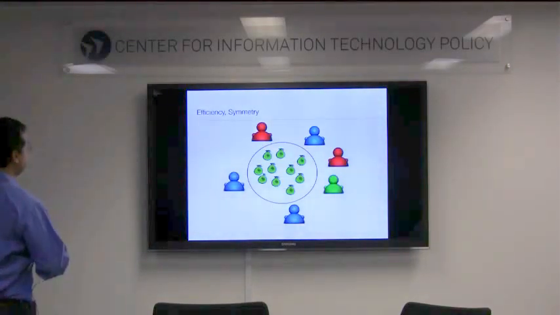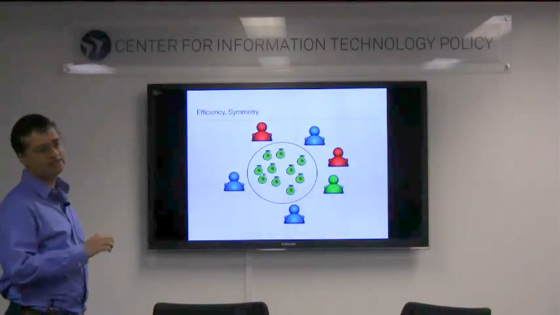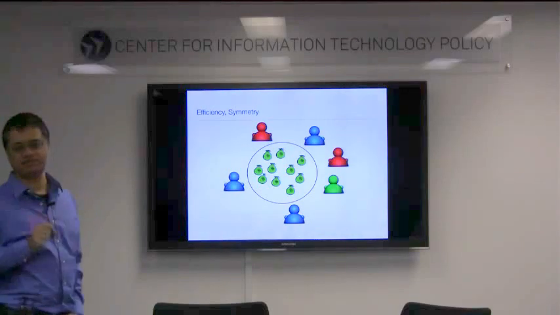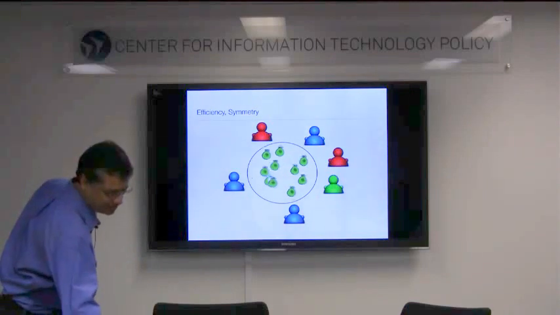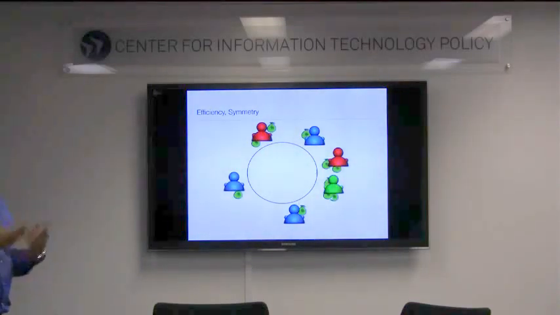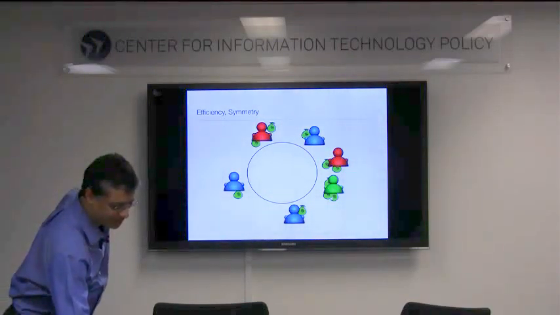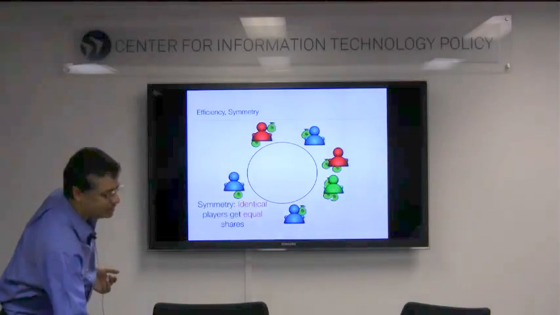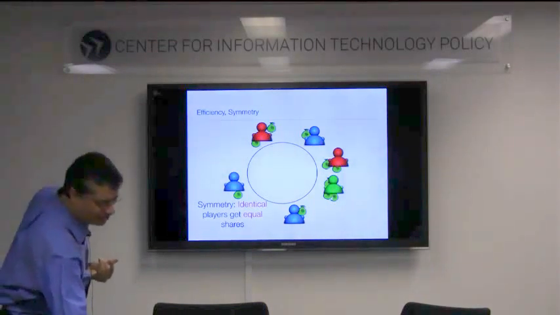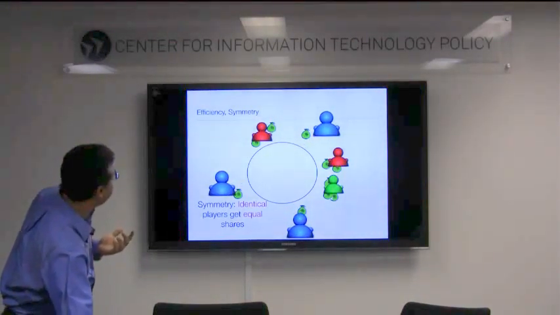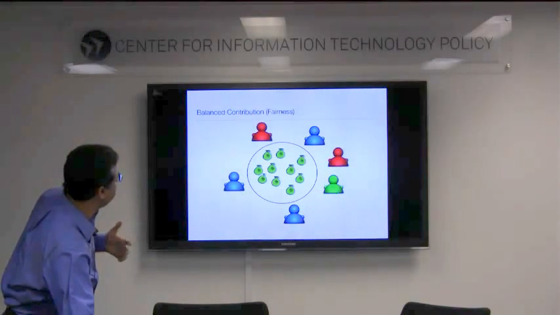So let me explain what these axioms are. They make a lot of intuitive sense, and I'll explain them in the context of the Myerson definition, where you have efficiency, symmetry, and fairness. Efficiency is very simple. It simply states that all the value generated goes to the players. Nothing gets lost in this allocation. No one would quibble with that. Symmetry says that identical players get equal shares. So you have these blue players, they're getting an equal share. You have the red players, they're getting an equal share. And the green player is getting something else.